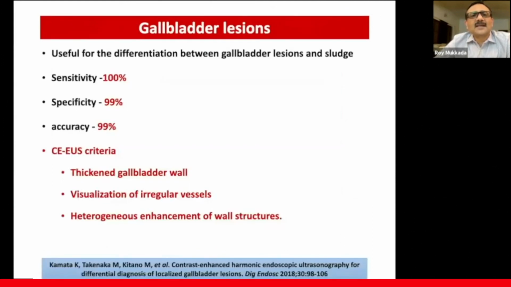Coming to gallbladder lesions, it's useful for differentiation between the gallbladder lesions and sludge. Sensitivity is 100%, specificity 99%, accuracy is 99%. So the EUS criteria are thickened gallbladder wall, visualization of irregular vessels, and heterogeneous enhancement of wall structures.